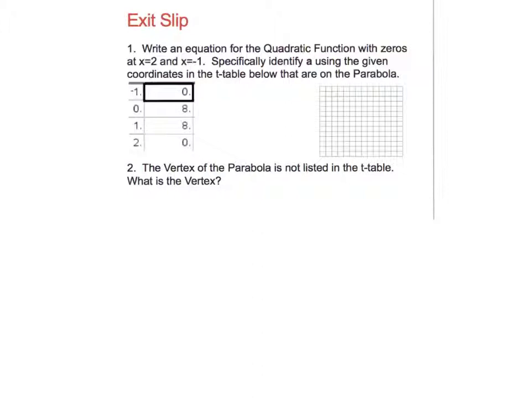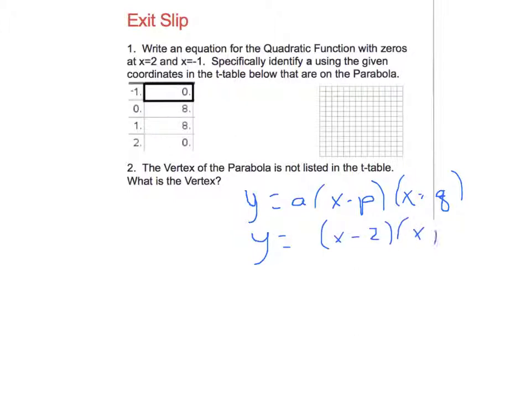So the x-intercepts were at x equals 2 and x equals -1, so most of the students knew that we were using y equals a times (x minus p) times (x minus q) throughout the lesson. And so most students knew to write the factors of (x minus 2) and (x plus 1).